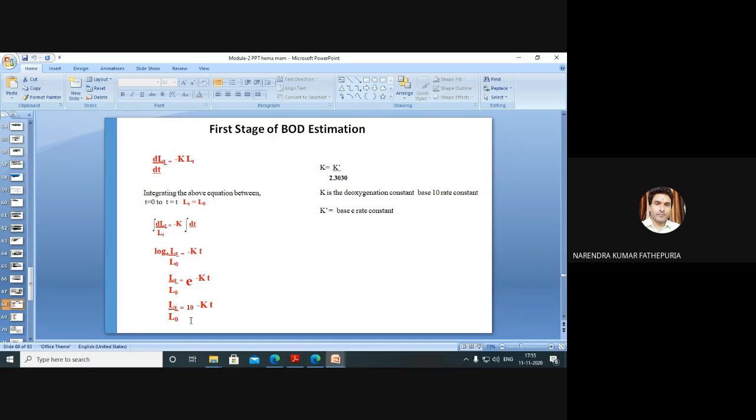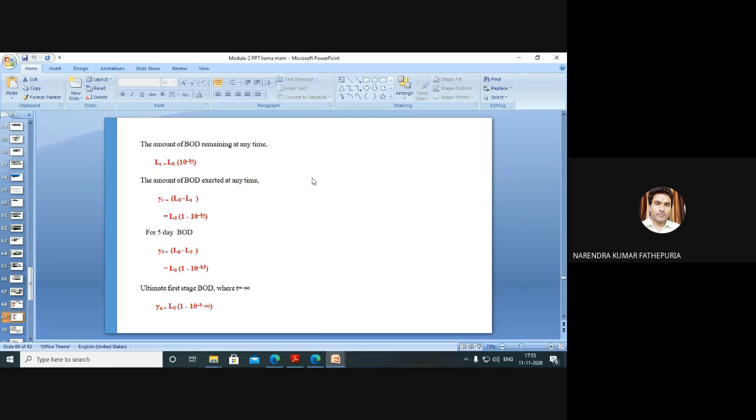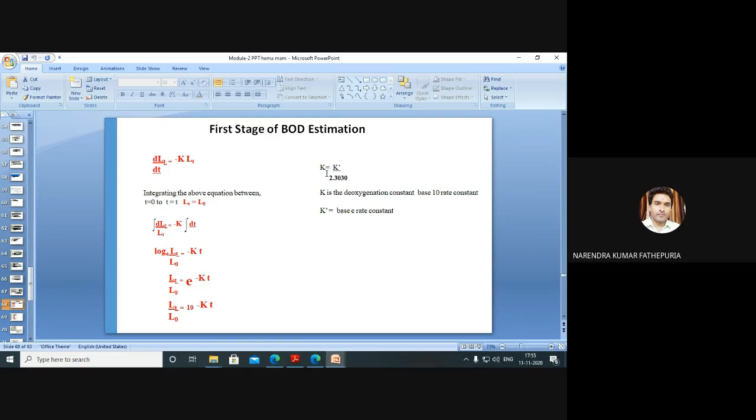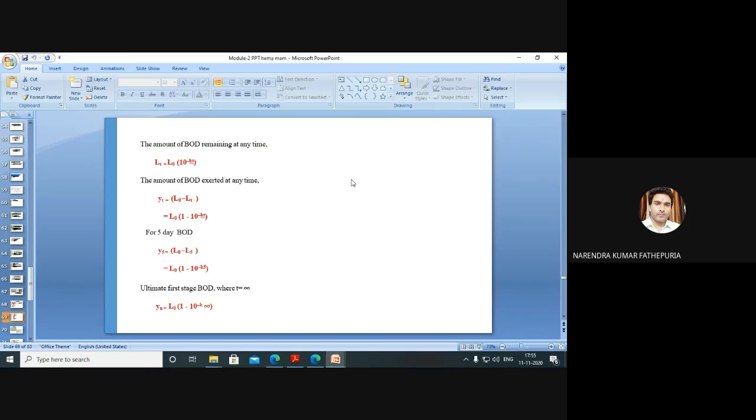If it is in log 10, then you can go in there. And K, you will get the K and K dash, that also we have explained in that class. K and K dash difference. One K is for the exponential value, another K dash is for the log 10 values. So this K is for the exponential value, and this K dash is for the base 10 value. So if you want to convert, you have to divide by 2.303.